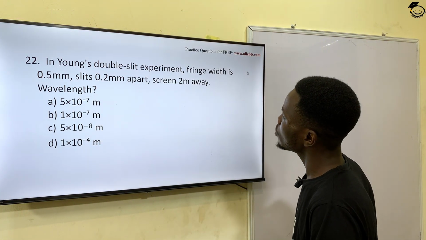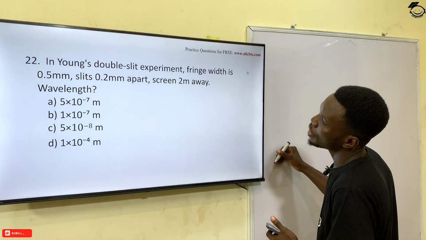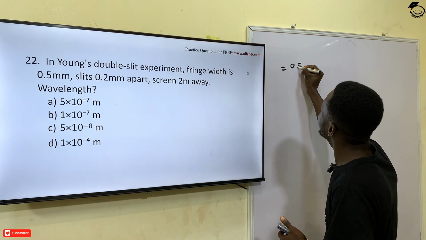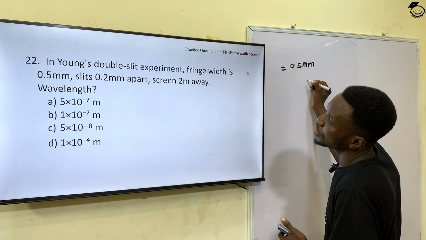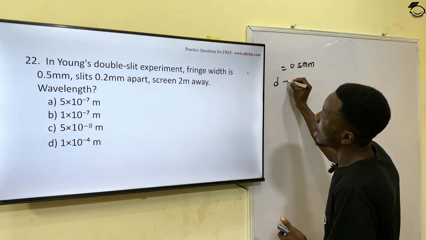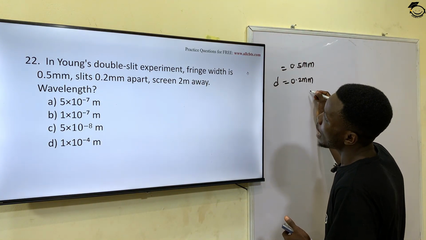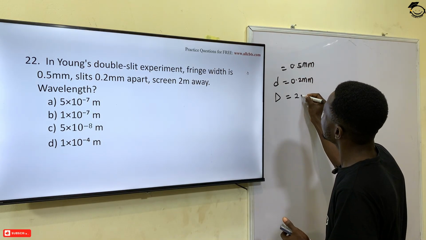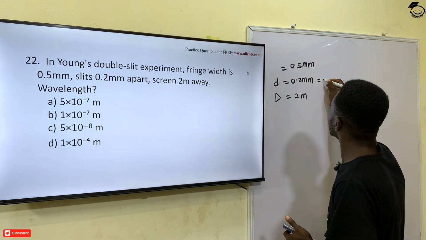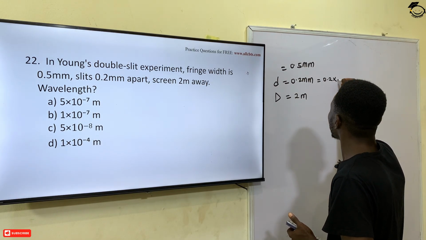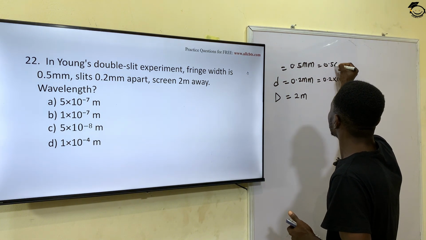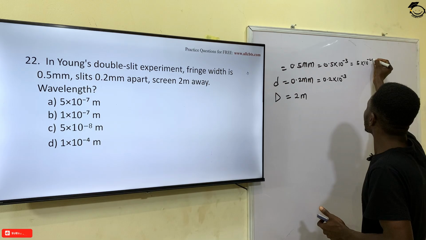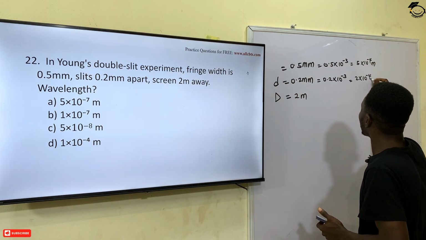It says, in Young's double slit experiment, fringe width is 0.5 millimeters. So we have the fringe width given as 0.5 millimeters. And then we're given the slit separation as 0.2 millimeters. And we're given the screen distance as 2 meters. So you have to convert these to meters. So this is 0.2 times 10 raised to the power minus 3. This is 0.5 times 10 raised to the power minus 3, which is the same thing as saying 5 times 10 raised to the power minus 4 meters. This will give me 2 times 10 raised to the power minus 4 meters.